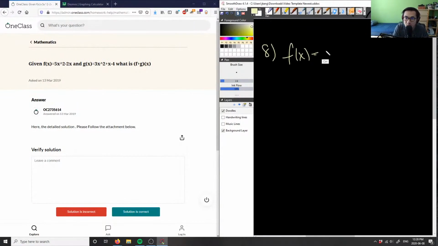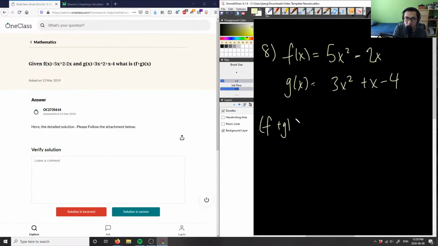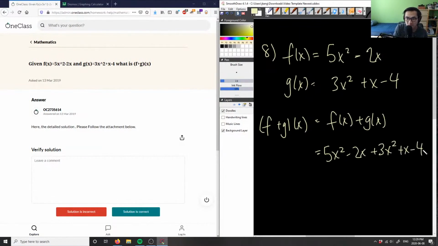So f of x is going to give me 5x squared minus 2x, and then g of x is going to get me 3x squared plus x minus 4. It's asking what is f plus g of x. Well, f plus g of x is simply, I'm adding f of x and g of x together, right? So this is simply just f of x plus g of x. So this is going to equal 5x squared minus 2x plus 3x squared plus x minus 4.